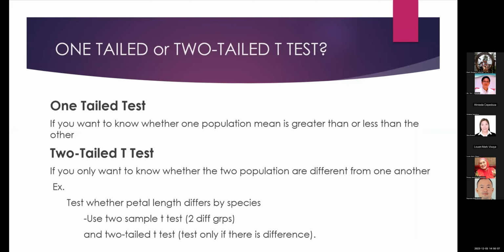So you can use a one-tailed or two-tailed t-test. For the one-tailed t-test, you just want to know whether one population mean is greater than or less than the other. For the two-tailed t-test, you only want to know whether the two populations are different from one another. So, for example, in this two-tailed t-test, you want to test whether petal length differs by species. So you use two sample t-tests, two different groups of species, and two-tailed t-tests to test only if there is a difference.